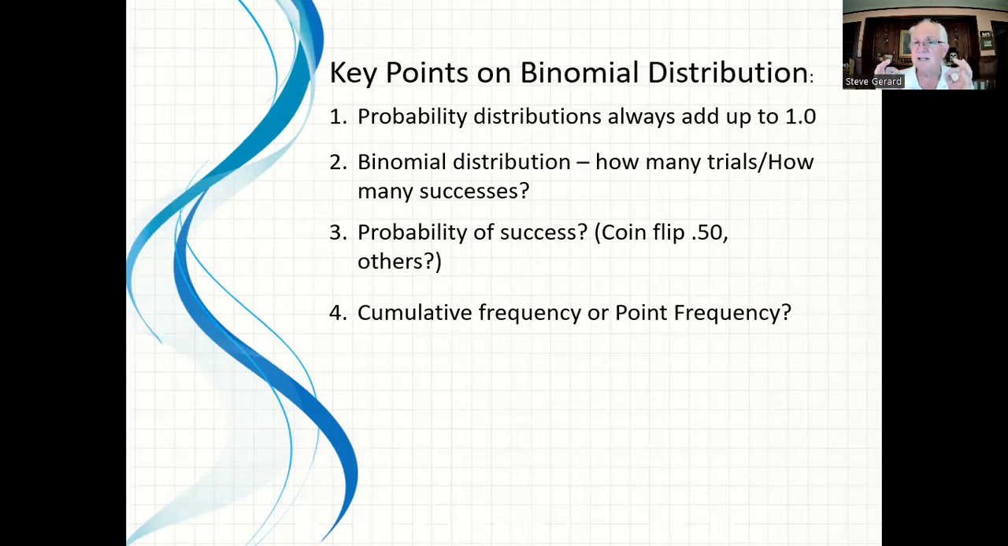In other situations, it is not that. It could be a different number. So you've got to pay attention to the probability of it. And the fourth piece is, am I looking for a cumulative frequency or a point frequency?